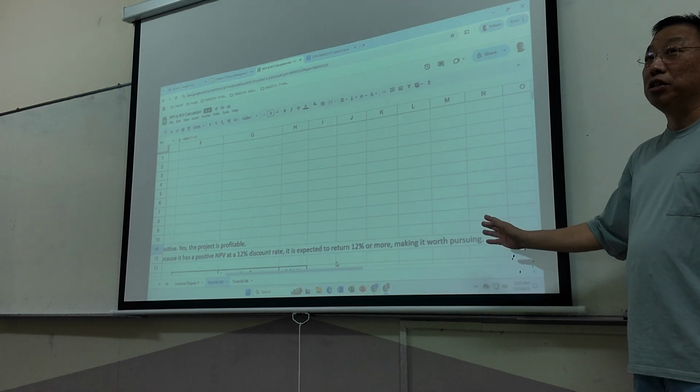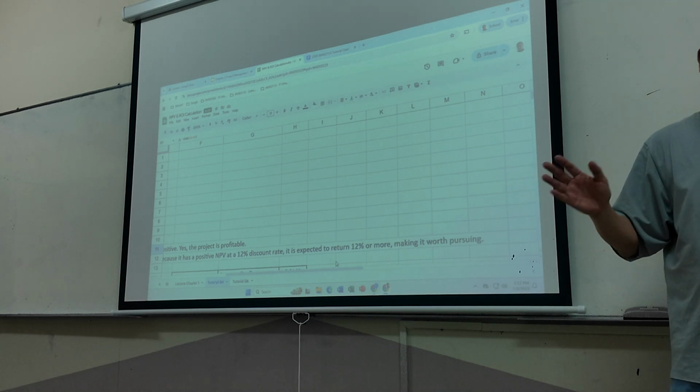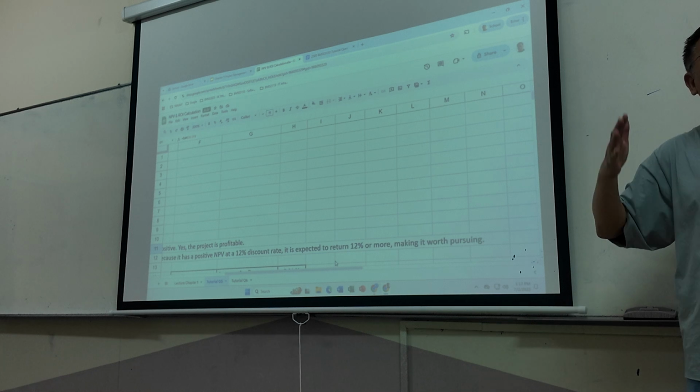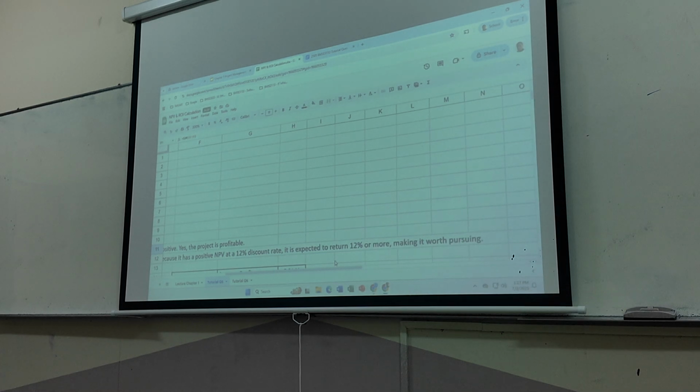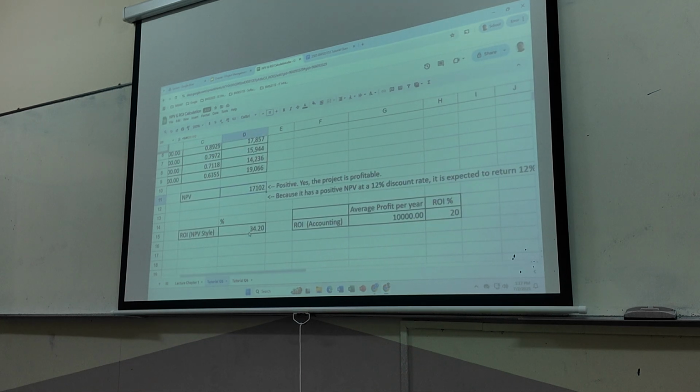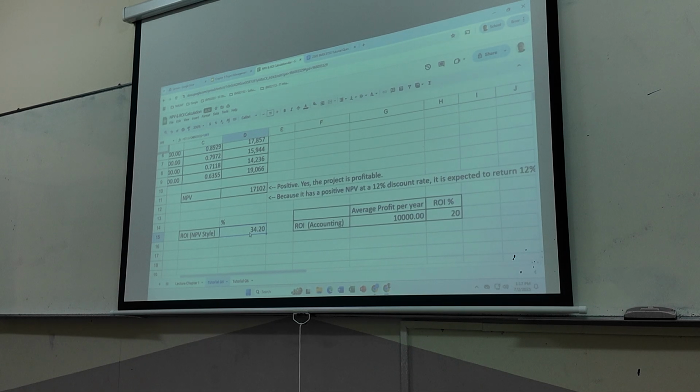So, if you want to evaluate this project, okay, what should we do? Yes, can be done. But if you have a few other projects, you must calculate the NPV for all the projects and then compare them, which is what we're going to do next. Then you can calculate your ROI, which is return on investment. So the return on investment is how much money you will get back after you put in your investment. So the formula is actually very straightforward.